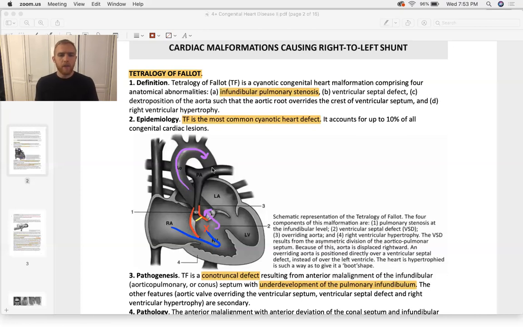Anatomically, these 4 symptoms together start with a defect in the Truncus Arteriosus. So it's called a conotruncal defect. And we'll talk more about that anatomical landmark a little bit later in this SDL.